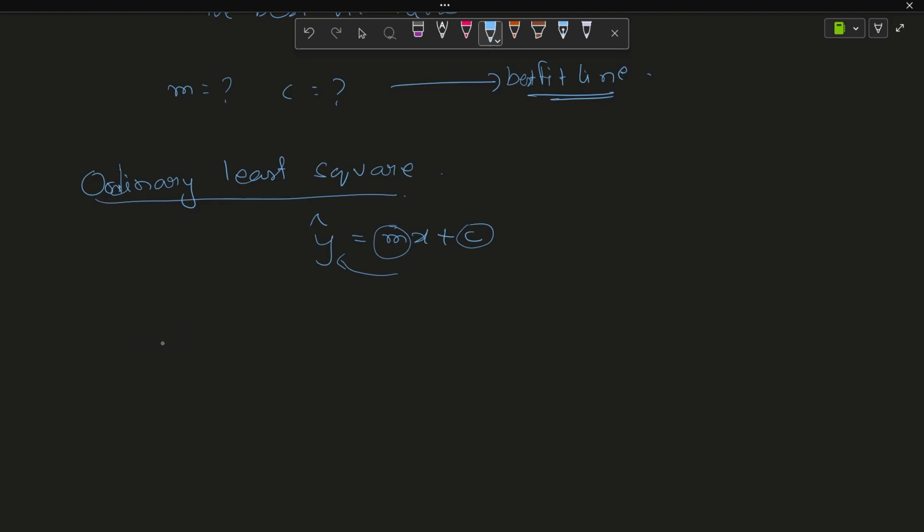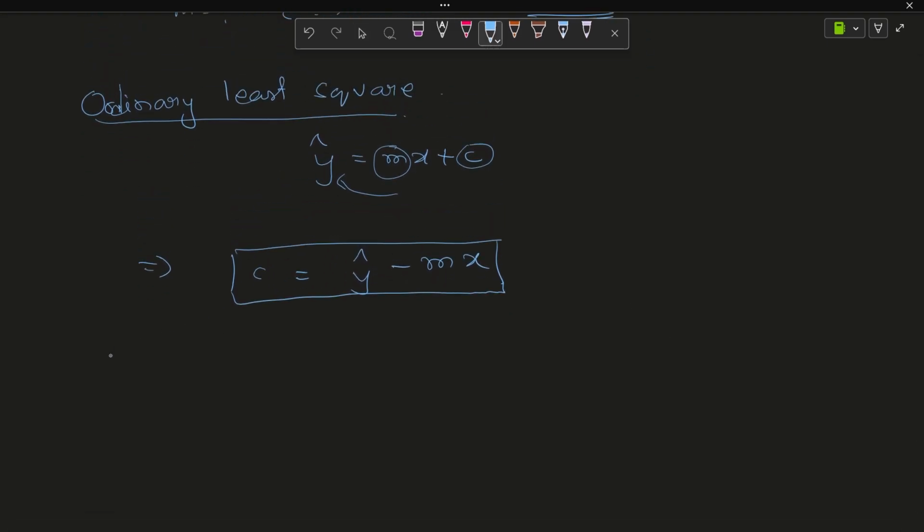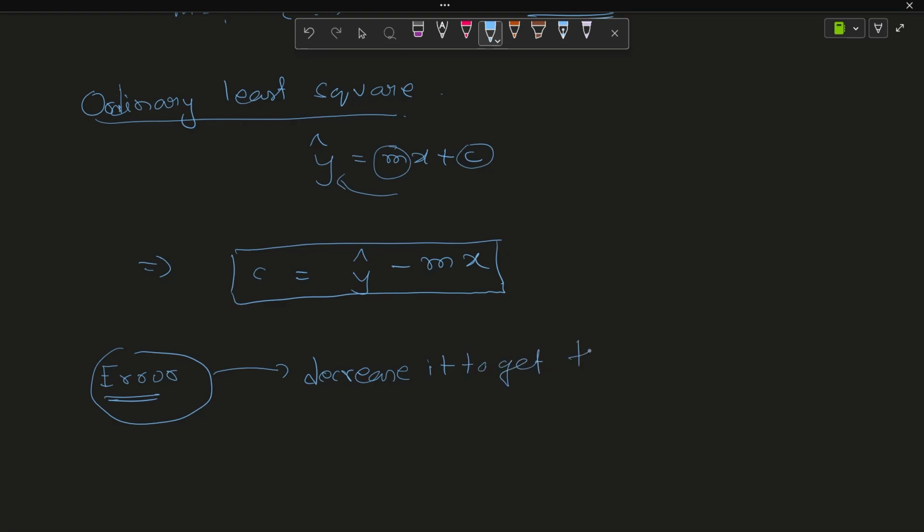Let's just deduce things then. From this equation you can get c equal to, all right, it will be required later. So you have already found the error, right? So indirectly you have to decrease the error to get the best fit line, right?